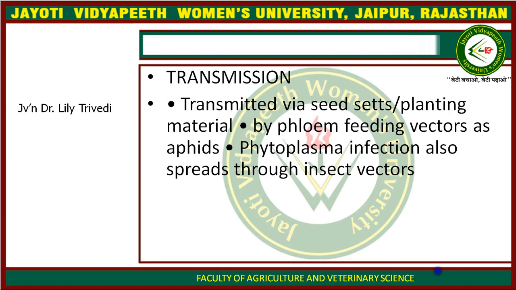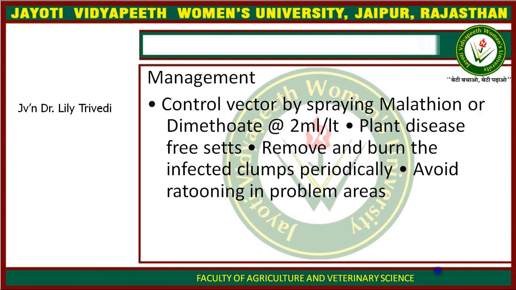Transmission: it is transmitted via seed sets or planting material, by phloem-feeding vectors such as aphids, and it also spreads through insect vectors. The management: control of vector is by spraying malathion or dimethoate at the rate of 2 ml per liter. The plant disease should be controlled by using disease-free sets.